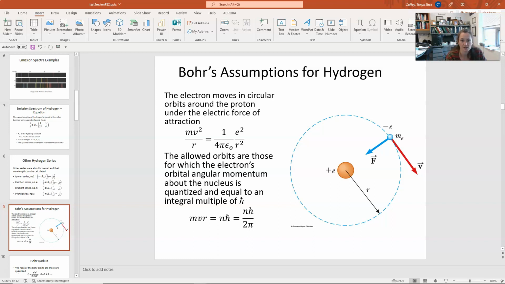m is the mass of the electron. v is the speed of the electron. r is the distance in between the electron and the proton. Epsilon naught is the permittivity of free space. Okay? Now, this wasn't a new idea.